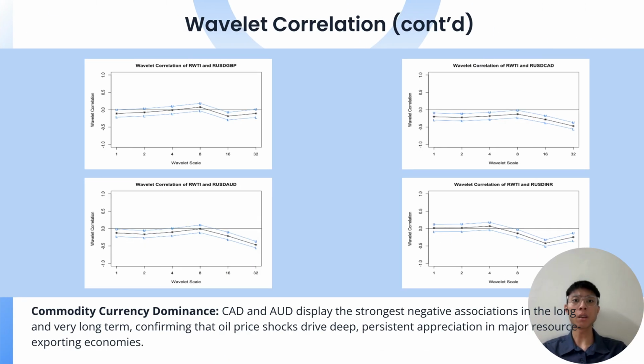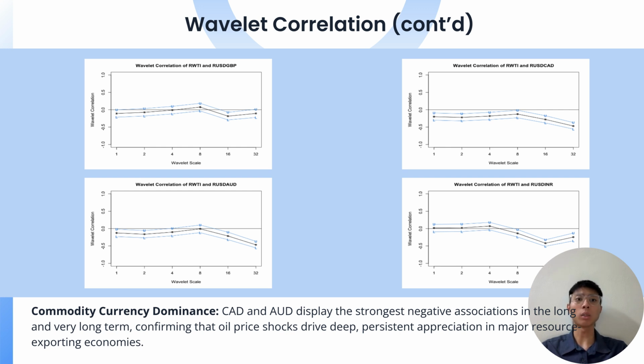Next, continuing with our wavelet correlation analysis, we see a clear, unified pattern emerge as we move from short-term horizons to longer scales. For the British pound and Indian rupee, the correlation remains weak or near zero in the short to medium term before declining noticeably into negative territory at scale 16. So the most pronounced shifts occur in the commodity currencies like the Canadian and the Australian dollar. While both maintain consistently negative correlations across all horizons, their lines drop steeply at scales 16 and 32, reaching their strongest negative association in the very long run.